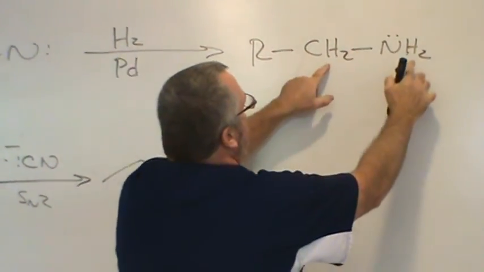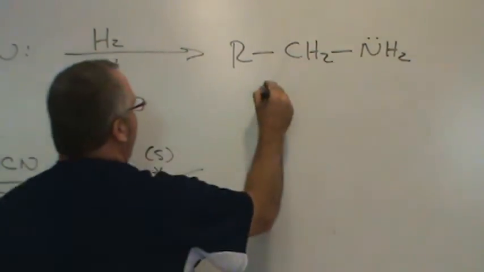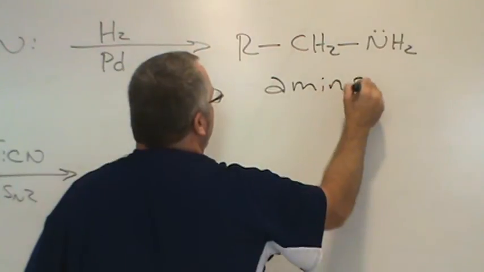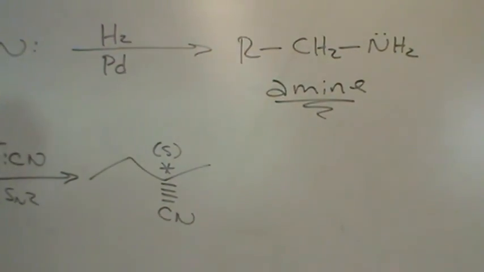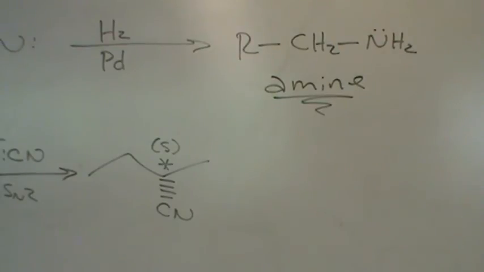What I've done is I've added 2 equivalents of hydrogen across those 2 pi bonds, and I now have an amine. So a very convenient way to make primary amines is to simply hydrogenate nitriles. That's an important reaction.